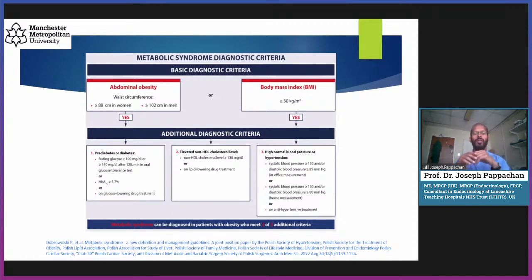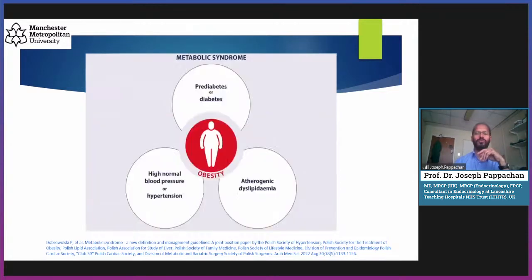And if you have two additional diagnostic criteria, either diabetes or prediabetes, elevated non-HDL cholesterol level, high normal blood pressure, or hypertension. It can be in different forms, as you can see from the slide. I'm trying to cut short because of the time constraints. So if you have abdominal adiposity or increased body mass index, along with 2 or 3 additional diagnostic criteria mentioned here in the slide, it indicates metabolic syndrome.